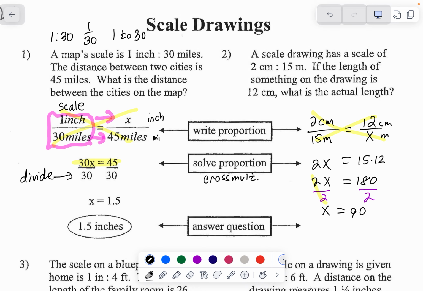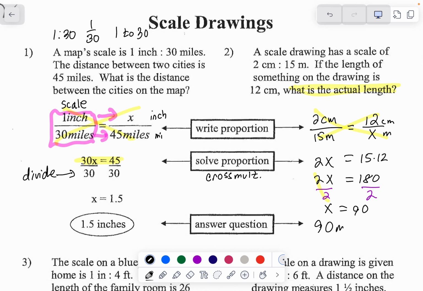But let's go back and look at how they asked the question. The question that they're asking is, what is the actual length? 90 meters. There you go. Make sure you have that unit. So this is 90 meters. And if you just put the little m, that's fine. If you write the word meters, that's fine. And then think about your question. If 2 centimeters is equal to 15 and we have 12 centimeters, 90 seems a reasonable answer. Always, kind of logically, ask did that make sense how I got that? Do we have any questions about 1 or 2?